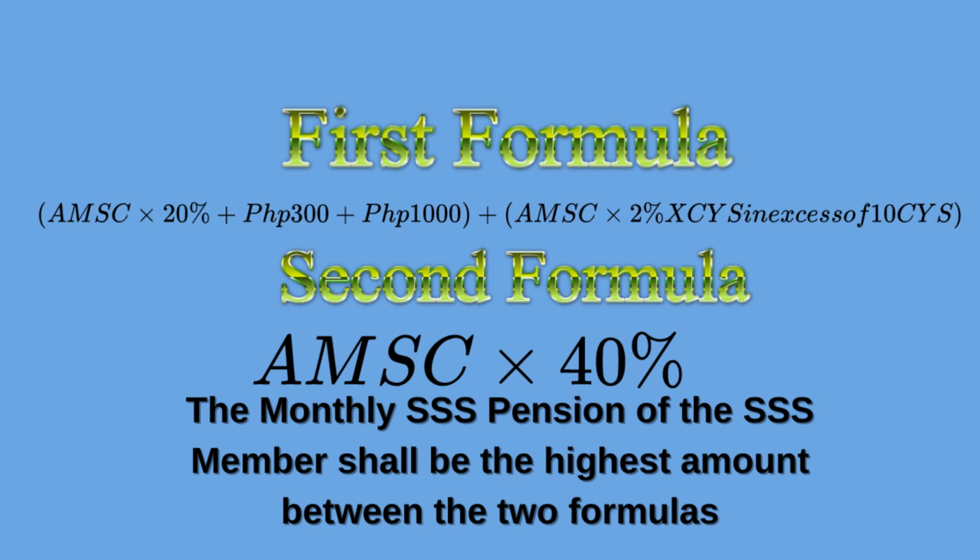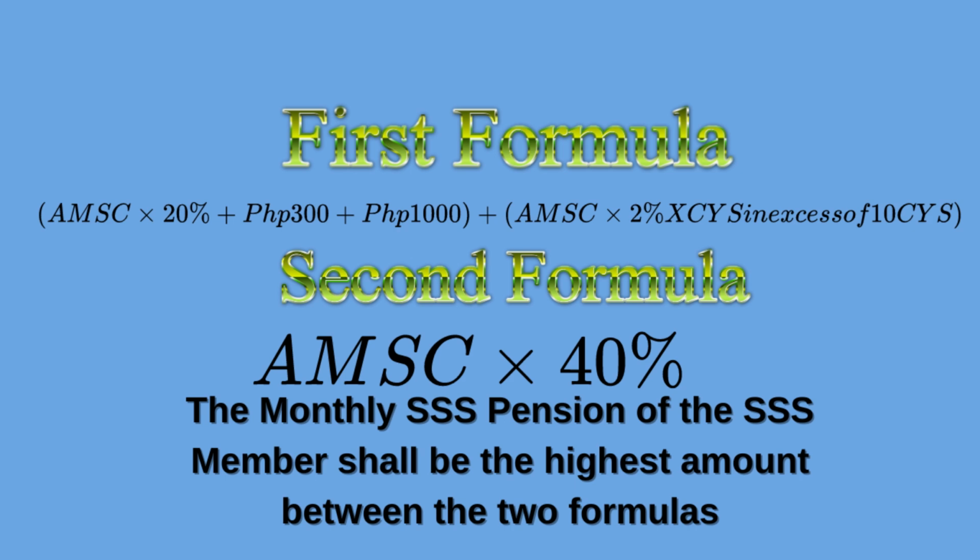Now, we shall compute for Gardi's, Elsa's, and May's regular SSS estimated pension using the first formula and the second formula. The first formula calculation shows the first part of this formula where 20% of average monthly salary credit or AMSC plus 300 pesos, and if the employee or SSS member has contributed, or one's employer contributed, a total of more than 10 years of SSS contributions, there shall be an additional 1,000 pesos.